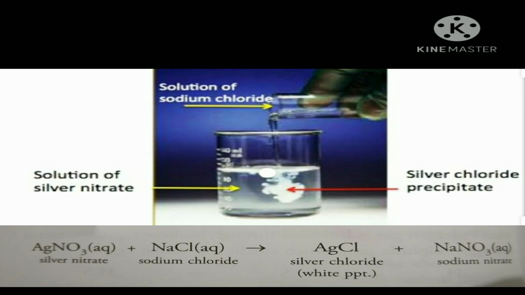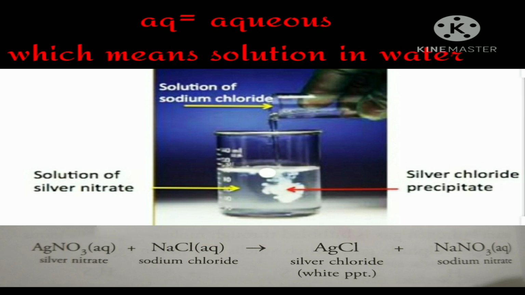Here, silver nitrate and sodium chloride are both in their solution state. See in the equation, AgNO3 within brackets AQ is written and NaCl within brackets AQ is written. AQ stands for aqueous, which means solution in water. Aqueous means mixed in water, aqueous solution.